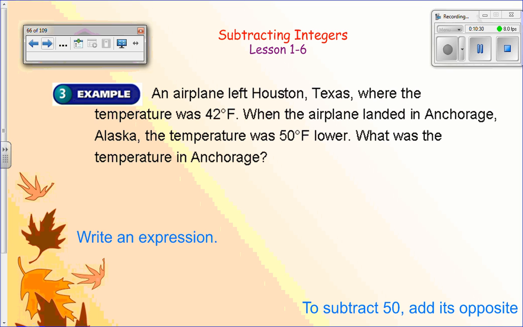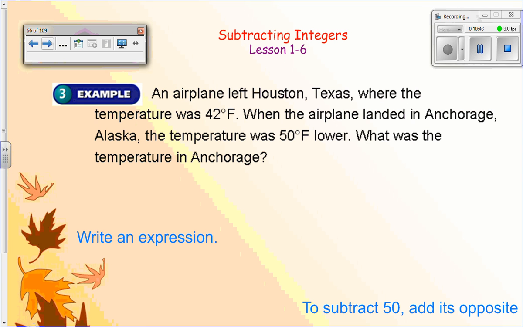And I don't know about you, but I wouldn't want to draw a number line that had over 50 numbers on it. It would take a lot of work. And really, you want to make the best use of your time. So this is a time I would use the rules. So first, we need to write an expression, or write what we found out.